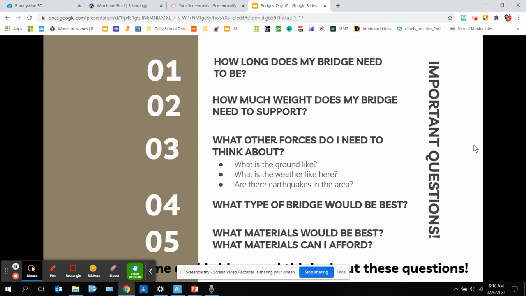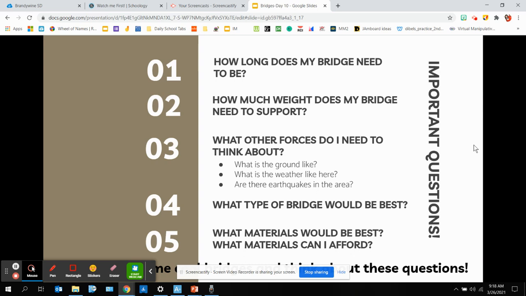You also need to think about what type of bridge would be best, and then what materials would be best and what materials you can afford. We don't have to think about what materials we can afford with our bridges because I gave you all the supplies that you need. But you should think about what materials would be best. What materials are strong enough? Which ones are going to withstand the test of time?